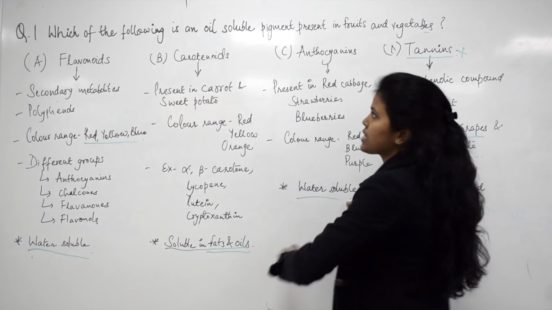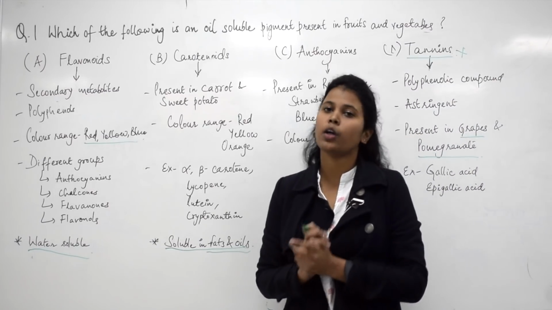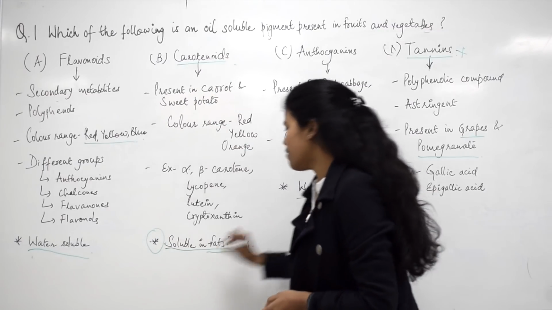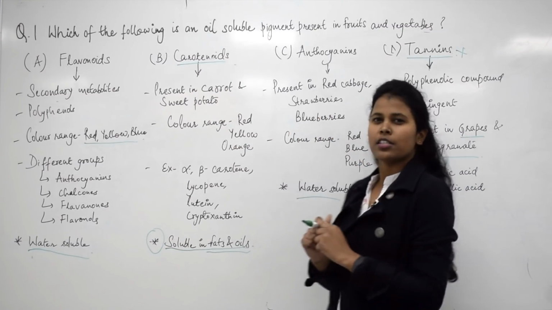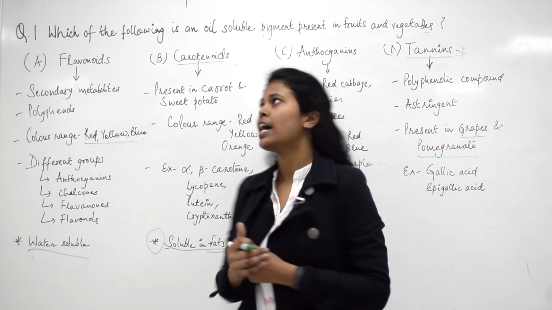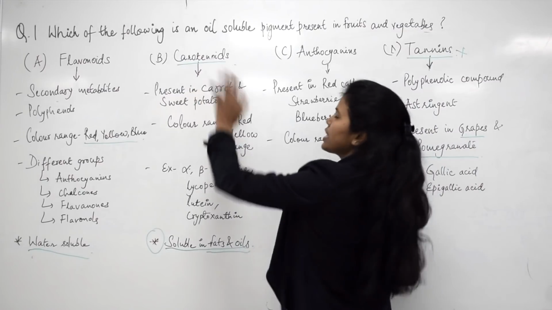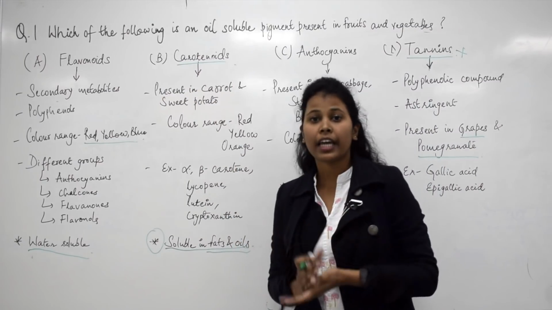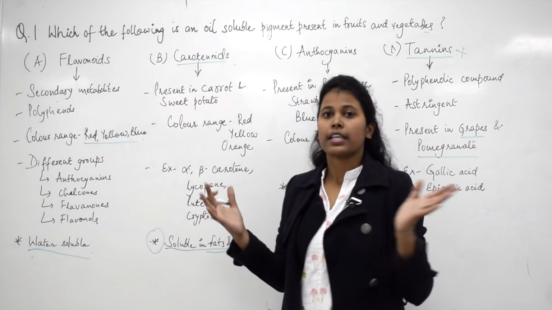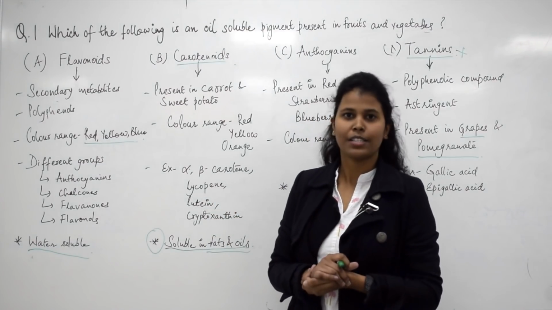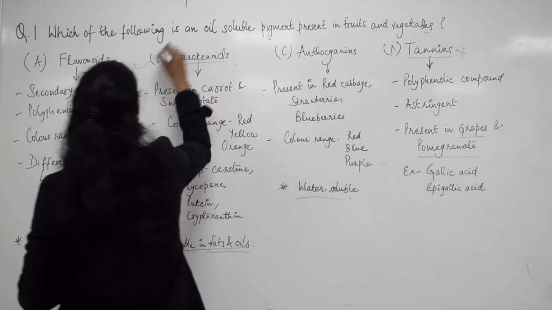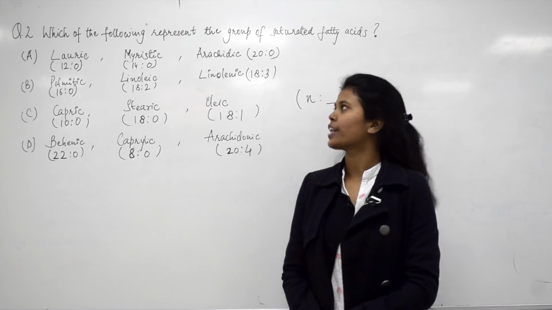So the question was asking about the ones which are soluble in oil. So the option is carotenoids. These are soluble in fats and oils. A trick to remember this: we know that carotenoids are pro-vitamin A, and vitamin A is soluble in fat. These are the fat soluble vitamins. So through that you can memorize that carotenoids are also soluble in fats and oils. So the correct answer for this question is option number B. Now let's move on to the next question.